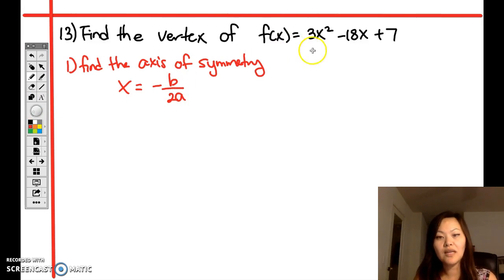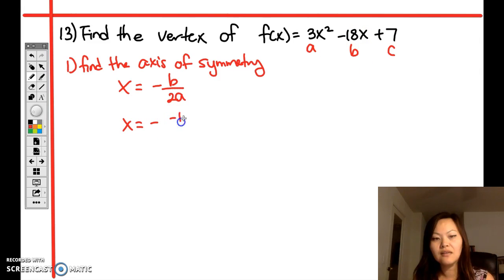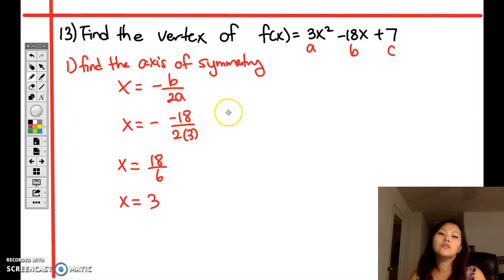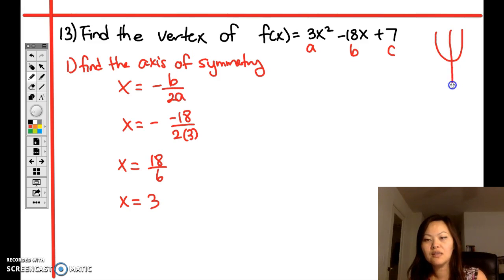All right, so we all know what ABC is. A is 3, B is negative 18, and C is 7. So x equals negative, and then B was another negative 18. And then 2 times, and A is 3. So then that gives me x equals, 2 negatives make a positive, so 18 over 3 times 2 is 6, which gives me 3. So that's my axis of symmetry. Basically what that means is, you know how my graph is going to look like this? Well, this line that goes through right here is going to be right where x equals 3 is, okay? So when I draw my graph, this is going to be where, and then this is going to be 7.